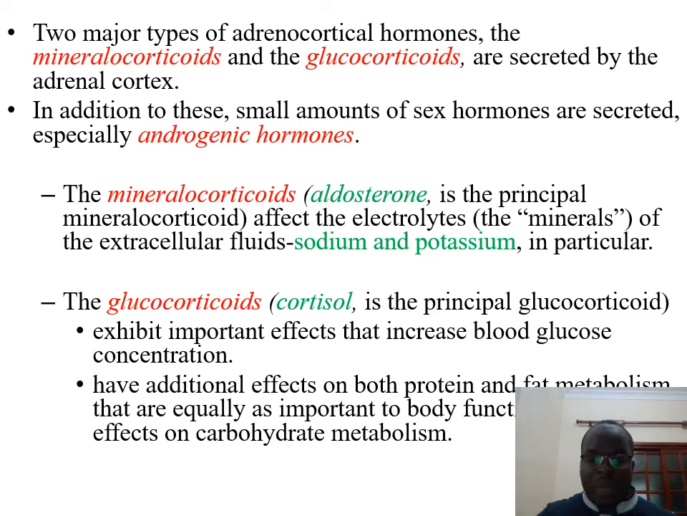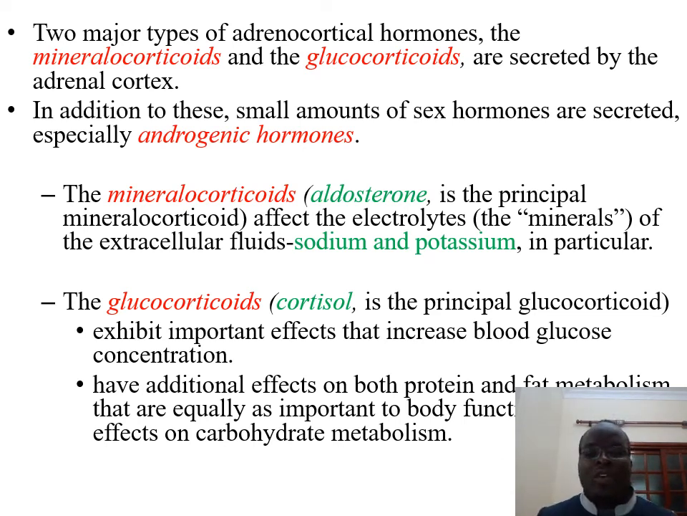The two types of adrenocortical hormones: what are the two types? We have the mineralocorticoids and glucocorticoids that are secreted by the adrenal cortex. In addition to these, small amounts of sex hormones are secreted, especially the androgenic hormones. So the androgens are also secreted by the cortex.